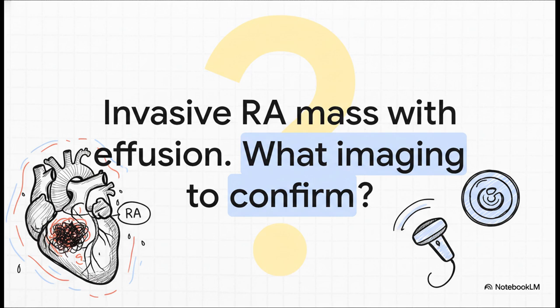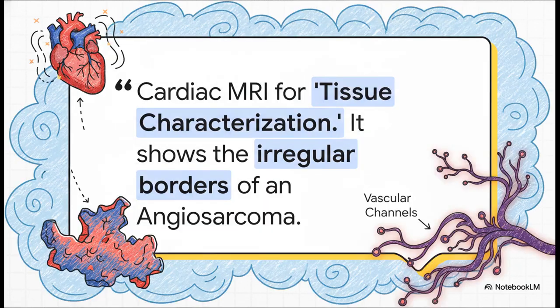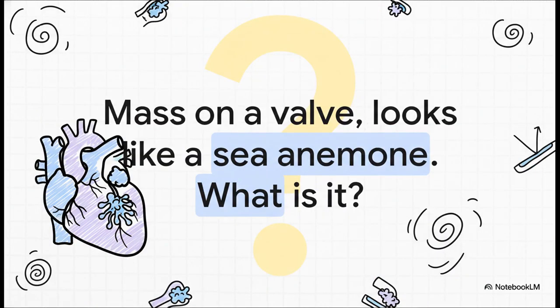Perfect. Okay, next scenario. You see an invasive-looking mass. It's in the right atrium, it looks messy, and it's causing a bloody effusion. What imaging do you absolutely need to confirm what you're thinking? Cardiac MRI, Dr. Collins. We need the tissue characterization. MRI will show us the irregular borders and late gadolinium enhancement, a key sign of scarring or fibrosis, which is characteristic of an angiosarcoma. If we see those vascular channels on MRI, the prognosis is unfortunately very poor. Spot on with the MRI.